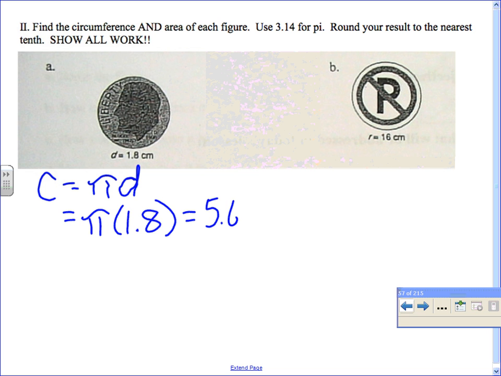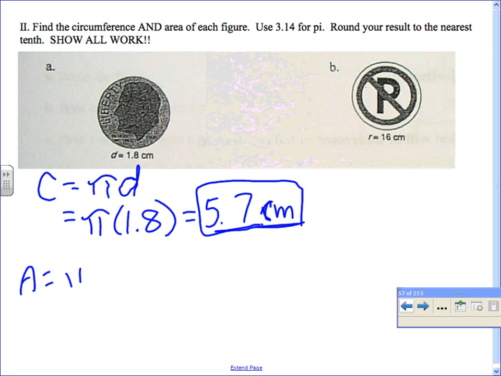Okay, area. Adam, how do we find area of a circle? Good. Pi r squared. Zach, what's the radius in this problem? 0.9. So on your calculator, take 0.9 squared first, and then hit enter, times 3.14. You could also type in 3.14 times 0.9 squared.